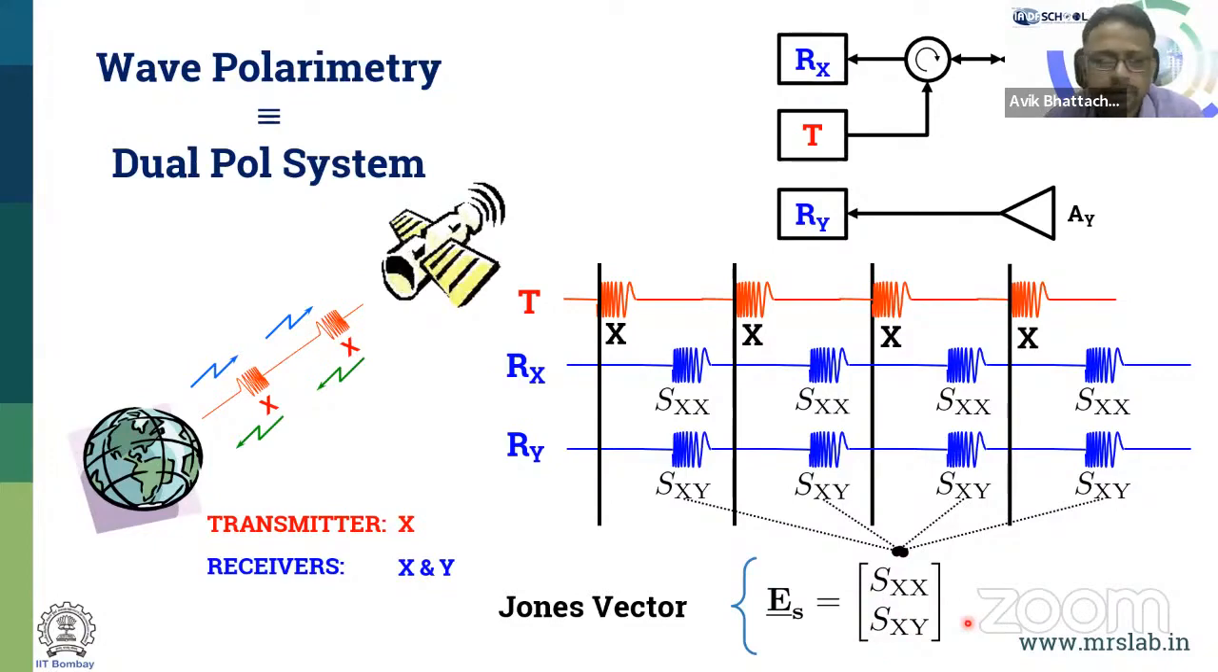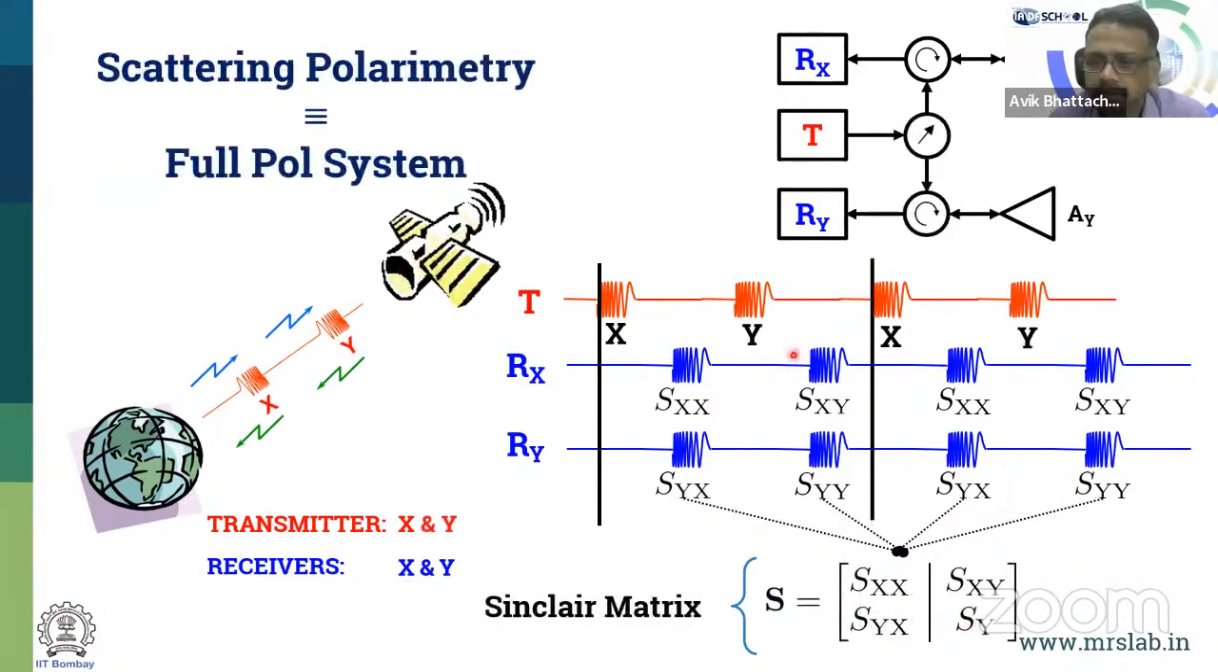But when we move on to the full polarimetric system, which is also the scattering polarimetry, we have a switch in between. So we transmit an X and an orthogonal to that as a Y, and we measure both of them. We measure the XX, the co-pole response, and the cross-pole response. And that is kept in what is called the scattering matrix, otherwise known as the Sinclair matrix, which is a 2 cross 2 complex matrix. These are the two measurements we have. It's either the 2 cross 2 complex matrix when we have a full polarimetric system, or we have the dual polarimetric system when we only measure two channels, the co and the cross.